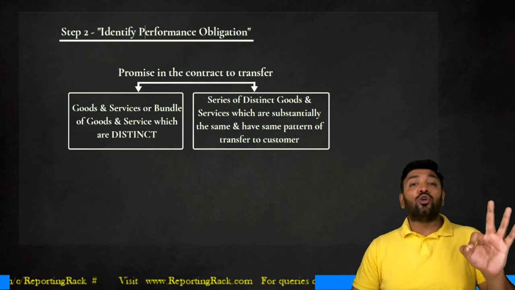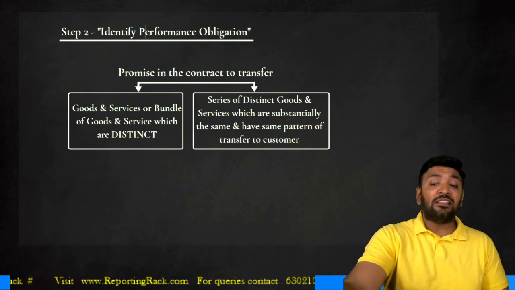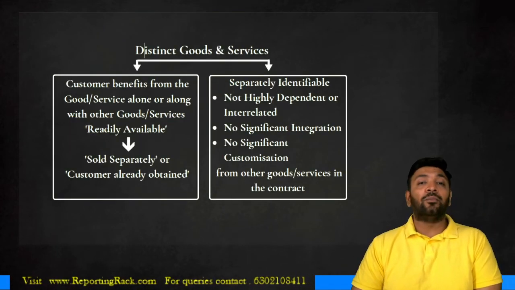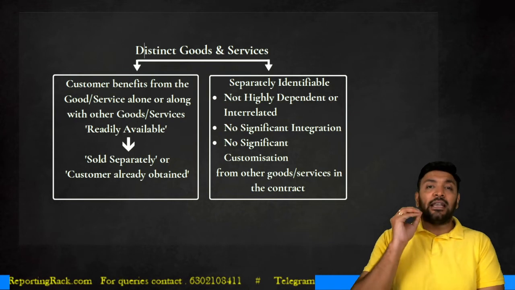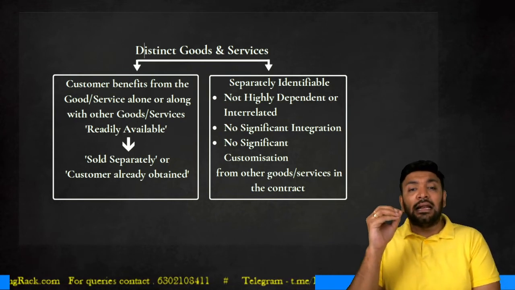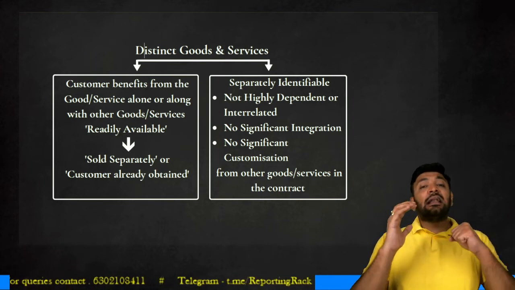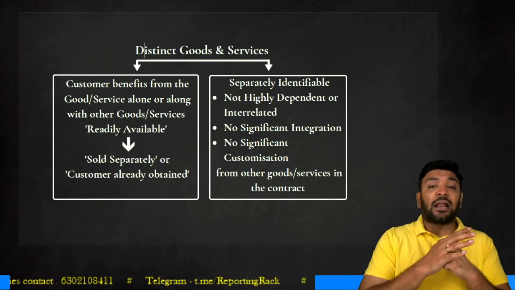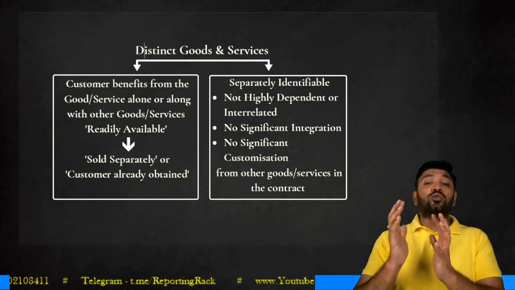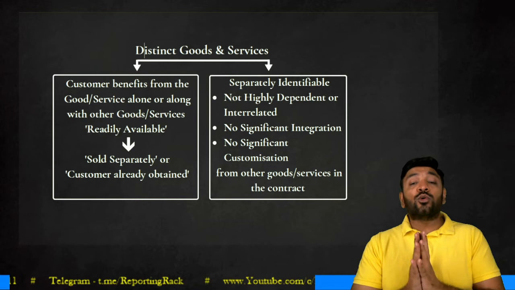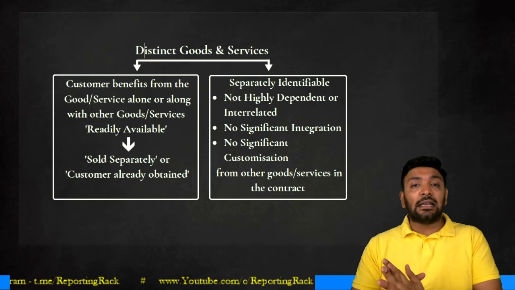I can also call a good or service distinct if they are separately identifiable. What do you mean by a good or service which is separately identifiable? It is not highly dependent and interrelated with other goods and services supplied within the contract. There is no significant integration with other goods and services supplied in the contract. And there is no significant customization with other goods and services supplied within the contract. Then you can say that they are separately identifiable.